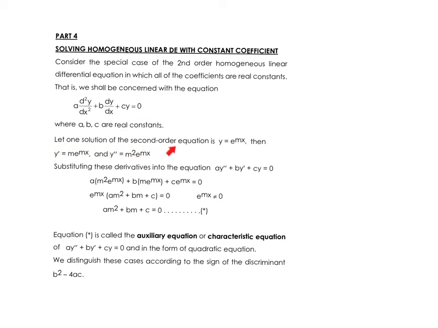Let one solution of the second order equation be y equal to e to the power of mx. Then y prime equal to m e to the power of mx, and y double prime equal to m squared times e to the power of mx. Substitute these derivatives into the equation a y double prime plus b y prime plus cy equal to 0, and simplify. Then we get am squared plus bm plus c equal to 0. This one we call the auxiliary equation.